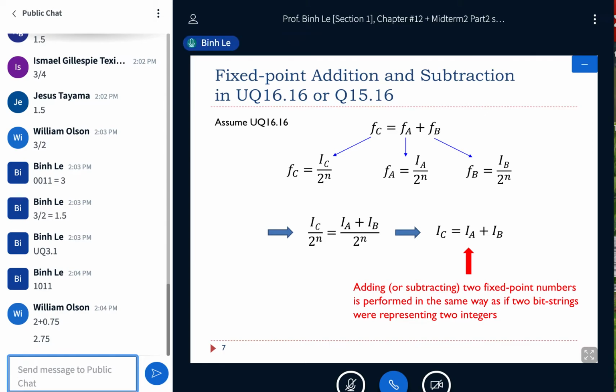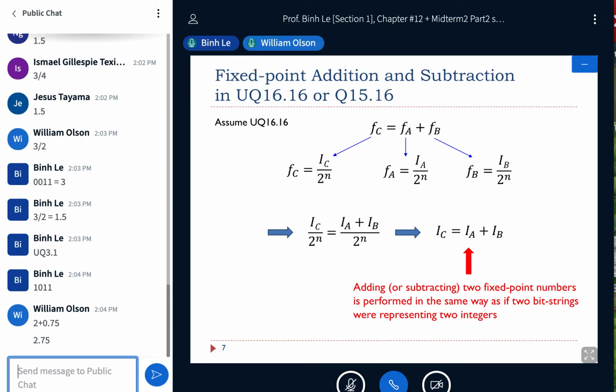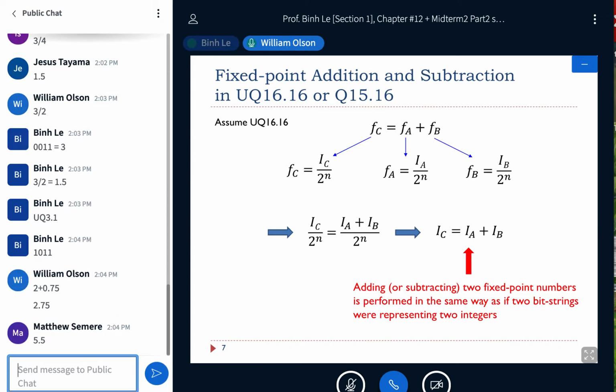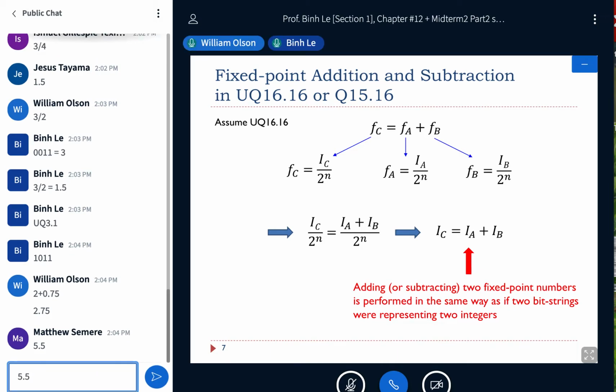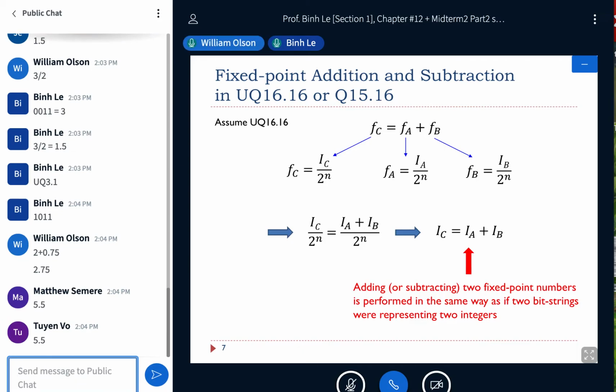Quickly, everybody. William, remember, I use only one. Yeah, you're right. I flipped the bit for 2.2. I thought UQ2.2 for a second there. Sorry about that. Matthew's answer is 5.5. Anybody, quickly, twin, 5.5. That's wonderful.